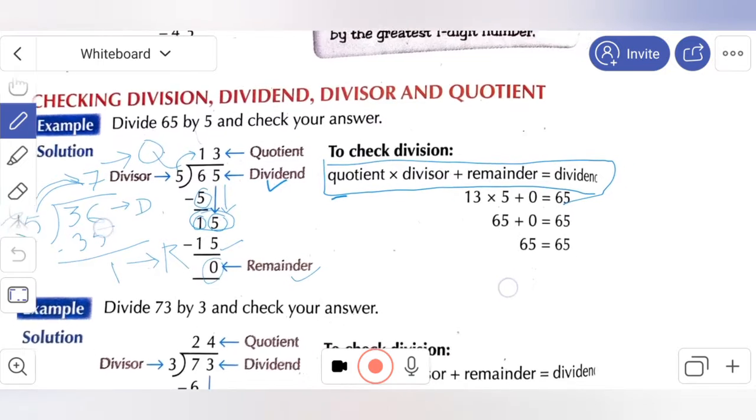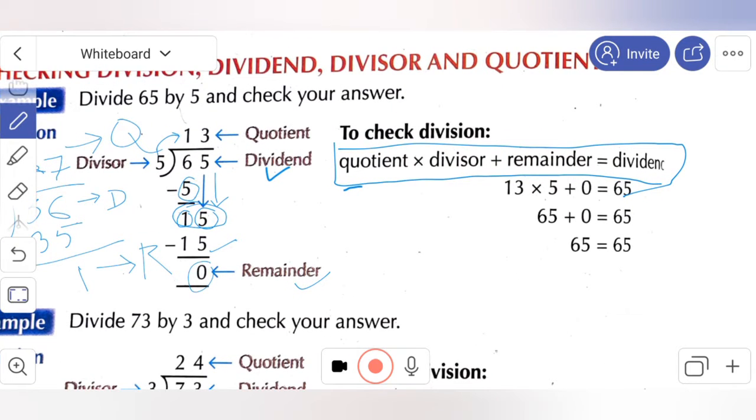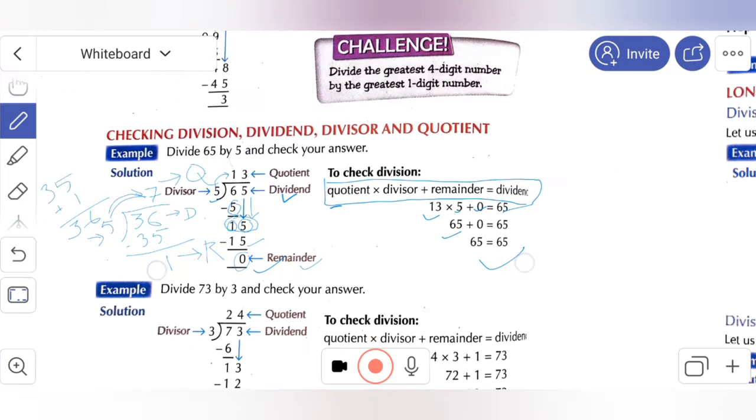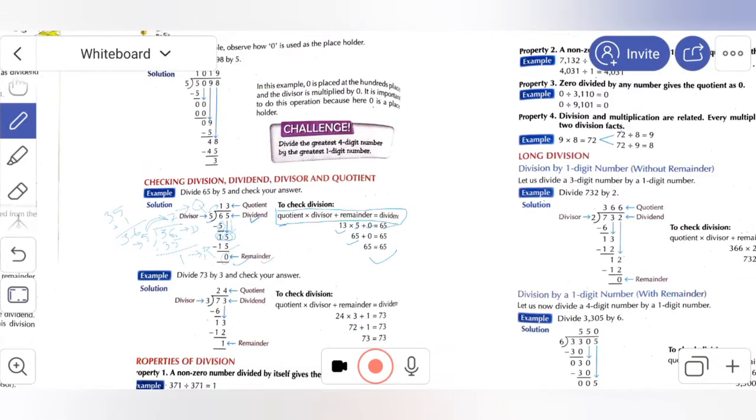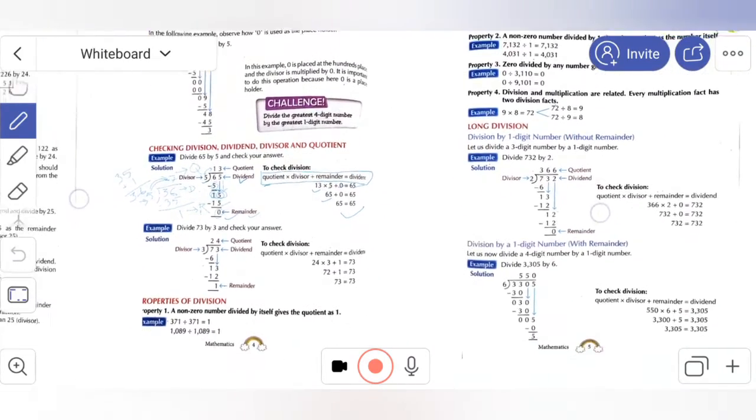Now checking the answer. What is the quotient? We have got 13. What is the divisor? We have got 5. See here, 5. And what is the remainder? We have 0. Now 13 into 5 is how much? 65. Remainder 0. Yes or no? Similar? 65. Okay, these things we will do now in the exercise.